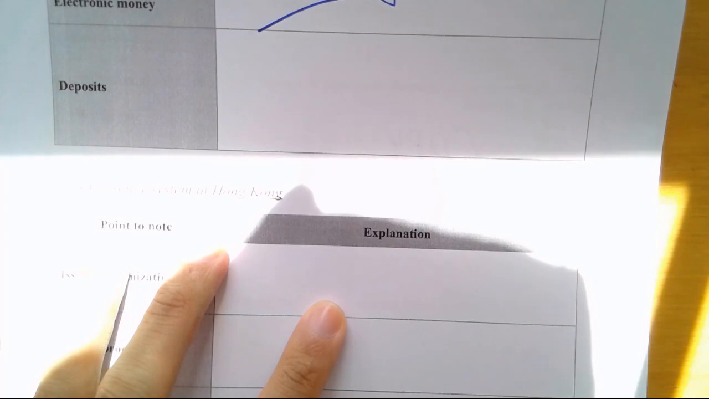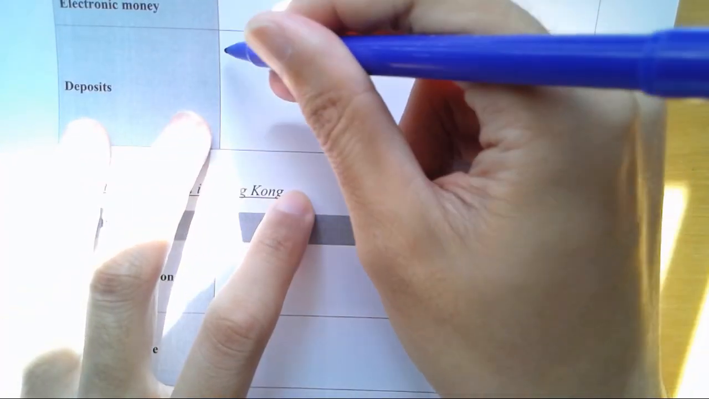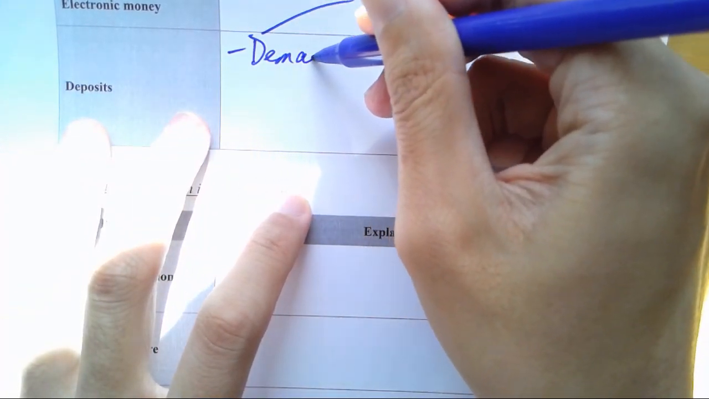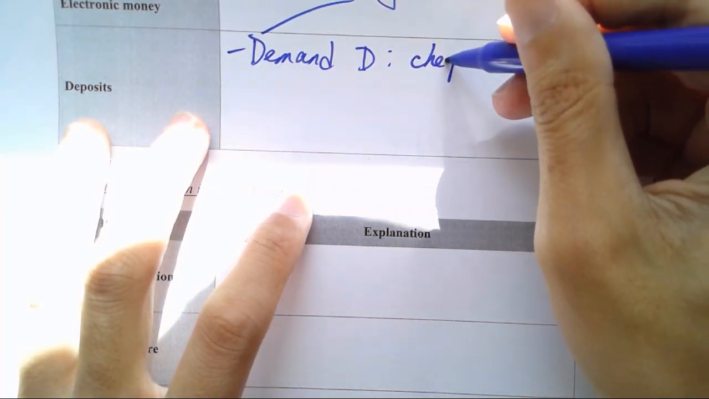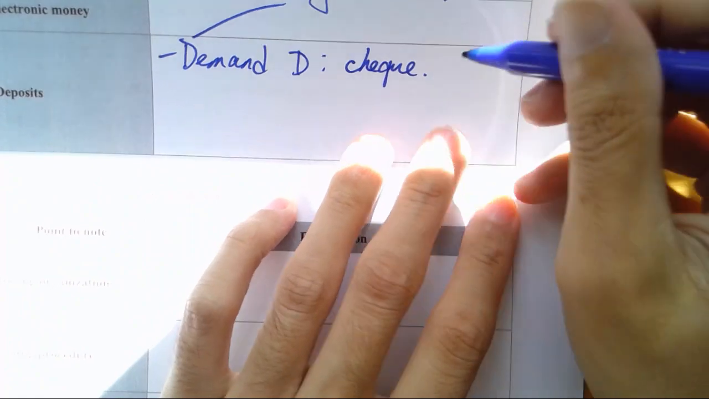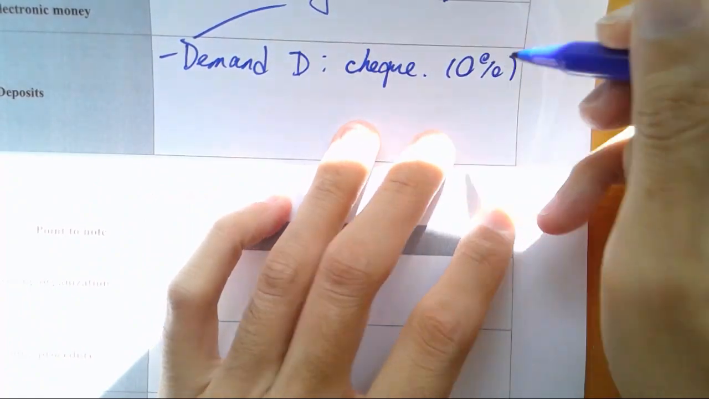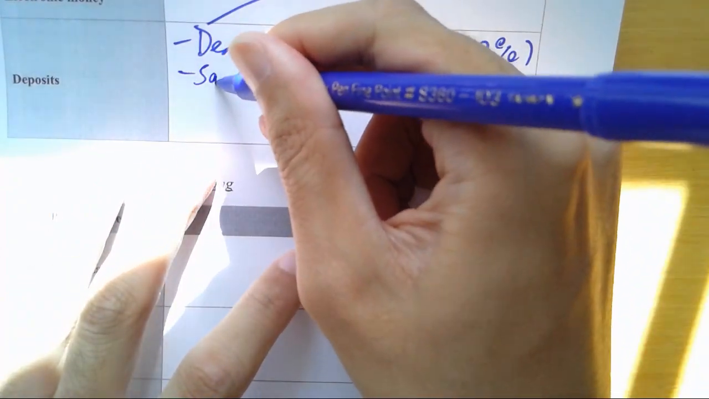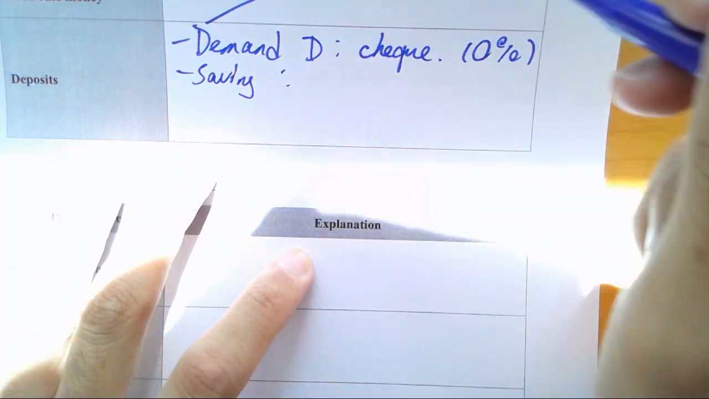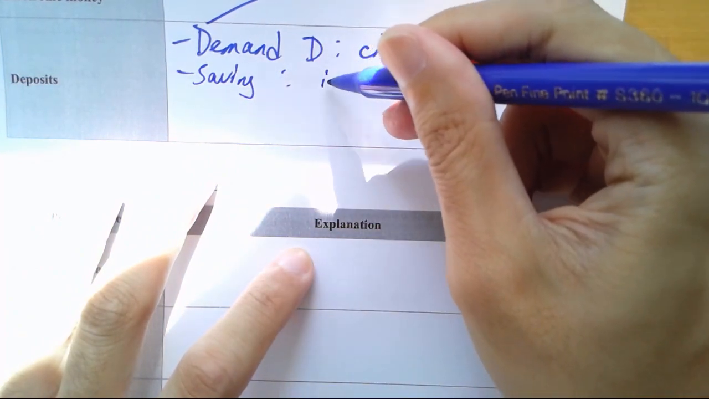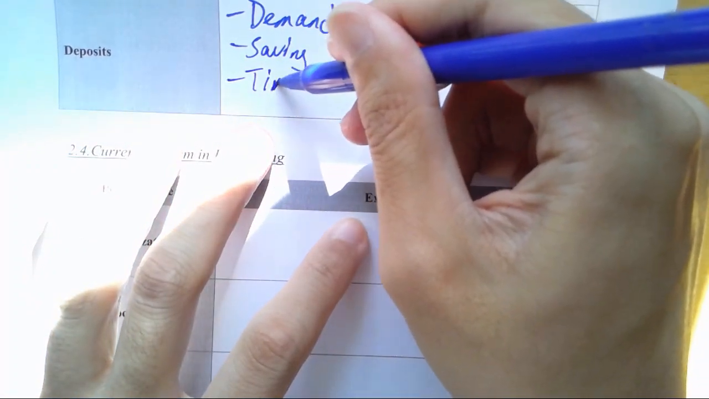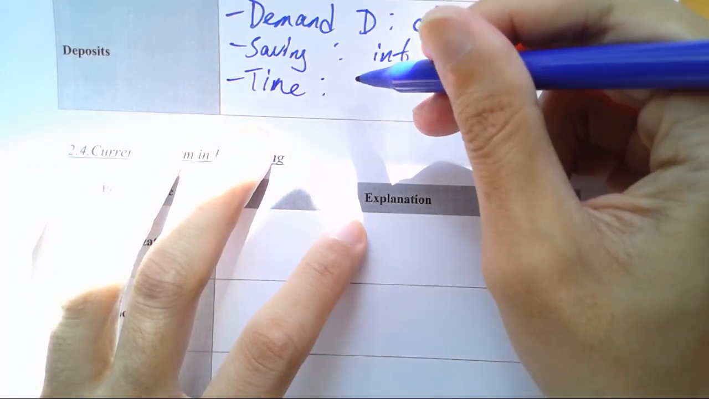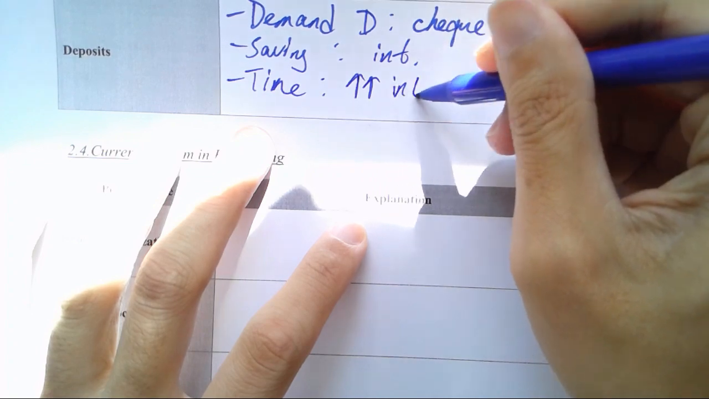Now deposits, okay, deposit. Remember, we have several types of deposit in our syllabus. First, we have our demand deposit, which is our check account. Okay, usually 0 interest. Another one will be saving deposit. Okay, now this time with interest, usually low. Now we have time deposit with higher interest.